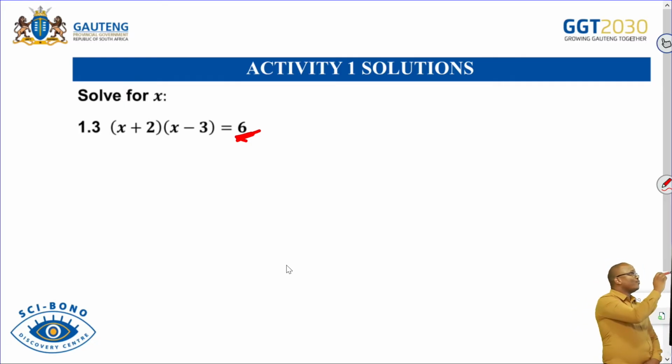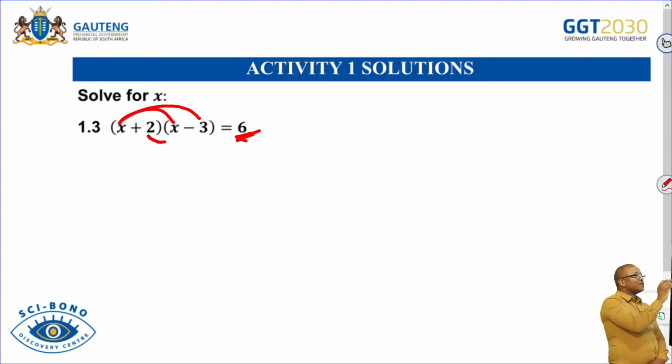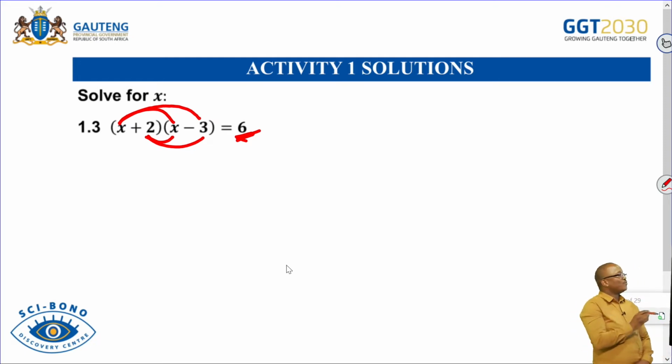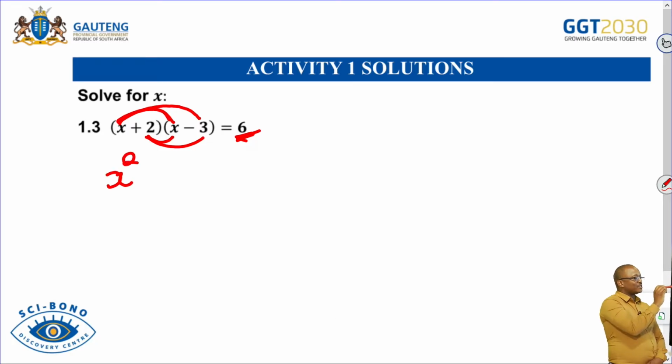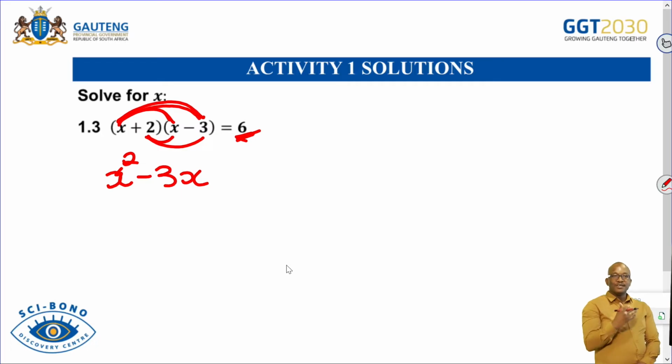Then we will use our FOIL method of multiplying by removing those brackets. As we remove the brackets, we are going to multiply. x multiplied by x is going to give you x squared. Correct? Then x multiplied by negative 3, you are going to get negative 3x. In this form, learners must be able to multiply the signs. It's very important for learners to know how to multiply the signs so that we avoid making mistakes.